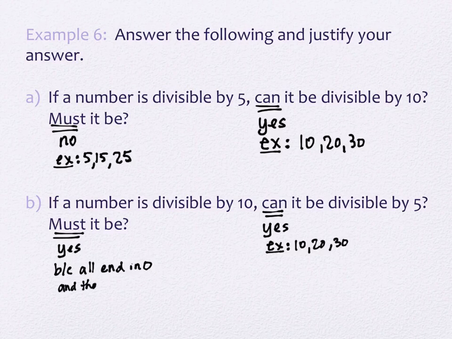And those numbers are all divisible by 5. That's the property of 5s, right? If it ends in a 0, it's going to be divisible by 5. It can also end in a 5, but that doesn't mean it has to. Right? If it ends in a 0, it definitely will be divisible by 5.